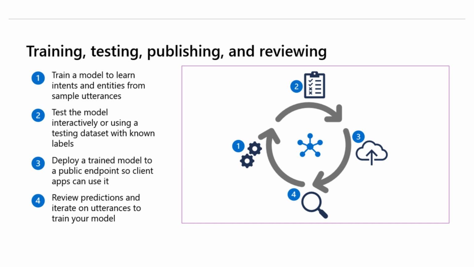Training, testing, publishing, and reviewing. 1. Train a model to learn intents and entities from sample utterances. 2. Test the model interactively or using a testing dataset with known labels. 3. Deploy a trained model to a public endpoint so client apps can use it. 4. Review predictions and iterate on utterances to train your model.